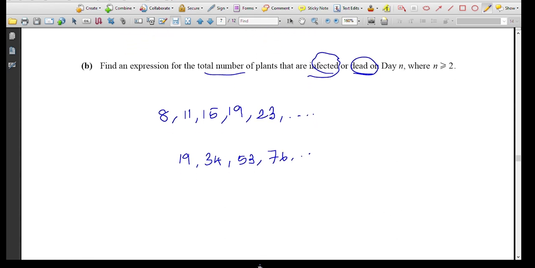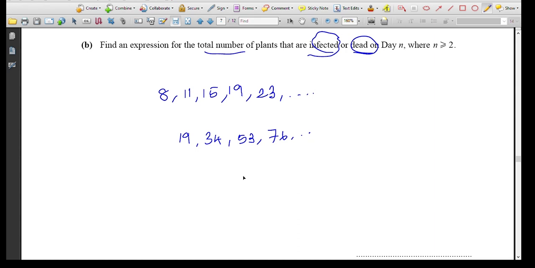So here let's start finding the common difference. Here if you find the common difference, that is actually 15, and here the common difference is 19, and here the common difference is 23. And here we cannot go simply, we have to take from 8 because the first difference is actually 11. Though we are not going to consider this as the first term, we need that common difference.